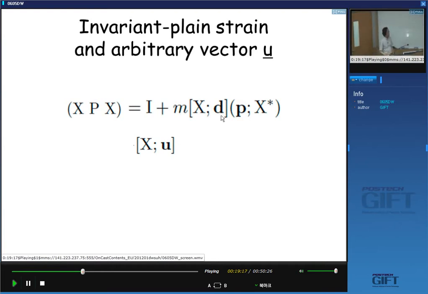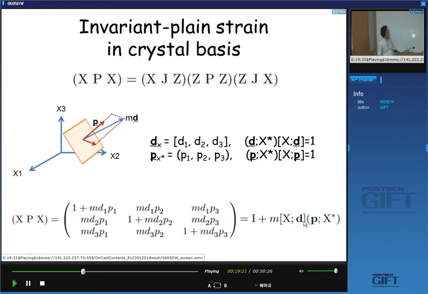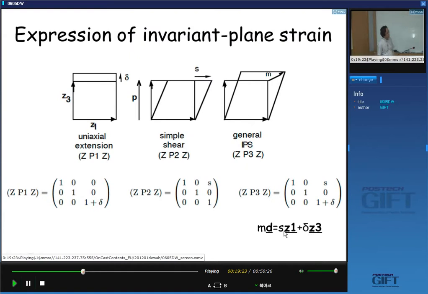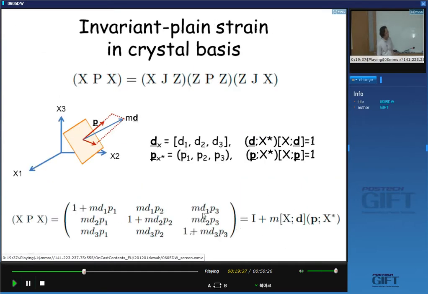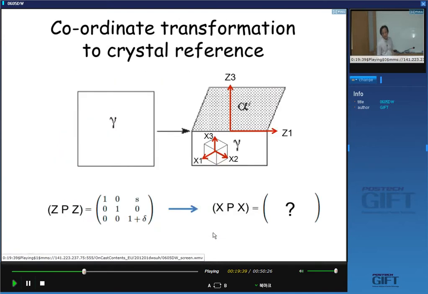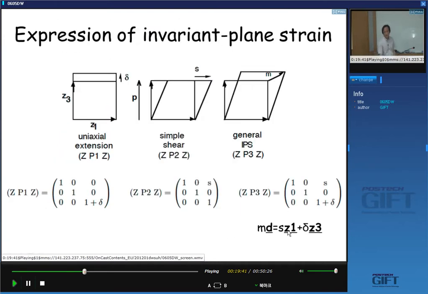S and delta are contained in D, because D can be decomposed into a shear term and a dilatation term. And you can see the value M is related to S and delta, okay?